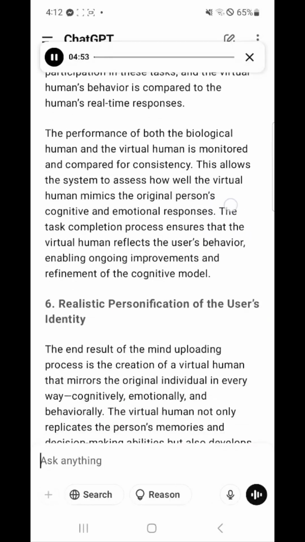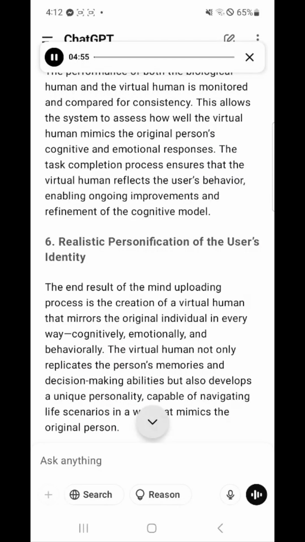The performance of both the biological human and the virtual human is monitored and compared for consistency. This allows the system to assess how well the virtual human mimics the original person's cognitive and emotional responses. The task completion process ensures that the virtual human reflects the user's behavior, enabling ongoing improvements and refinement of the cognitive model.